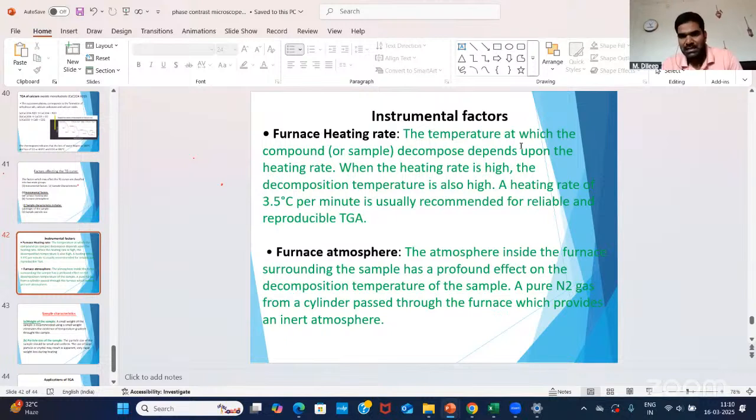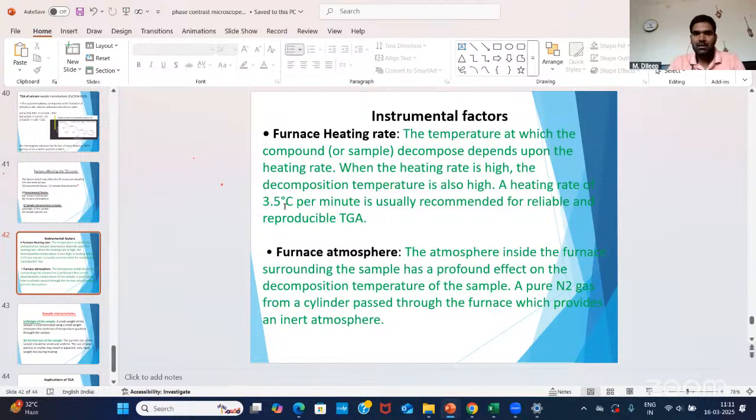Let us see. The temperature at which the compound or sample decomposes depends on the heating rate. When the heating rate is high, the decomposition temperature is also high. The heating rate of 3.5 degrees centigrade per minute is usually recommended for reliable, reproducible TGA.